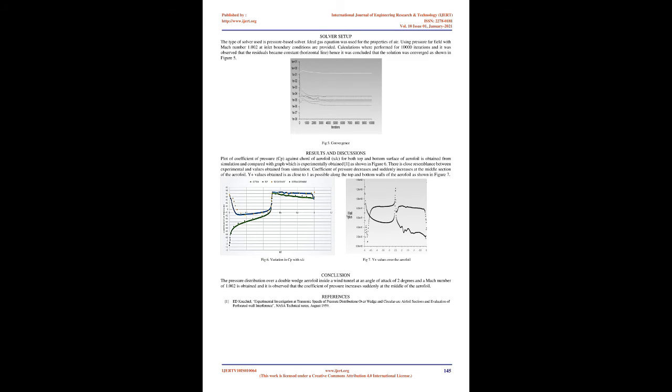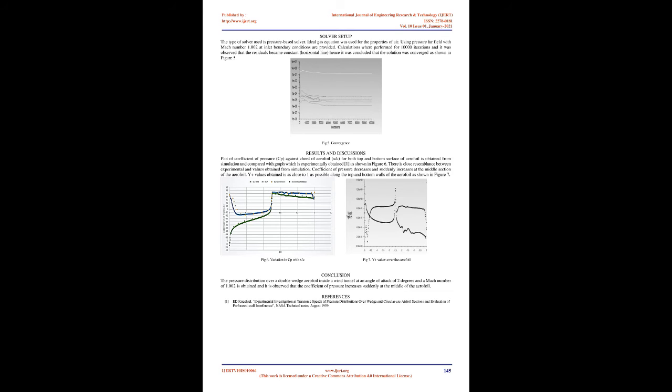Ideal gas equation was used for the properties of air. Using pressure far field with Mach number 1.002, boundary conditions are provided at the inlet. Calculations were performed for 10,000 iterations and it was observed that the residuals became constant, a horizontal line, hence it was concluded that the solution was converged as shown in Figure 5.